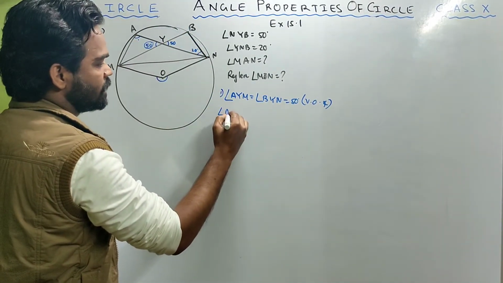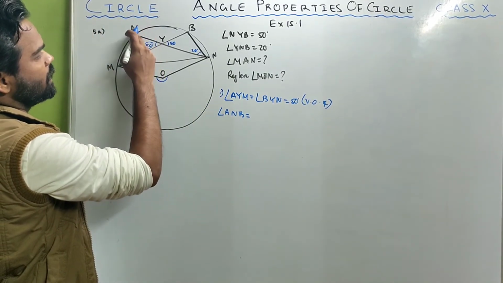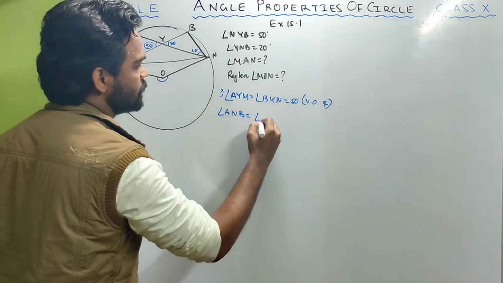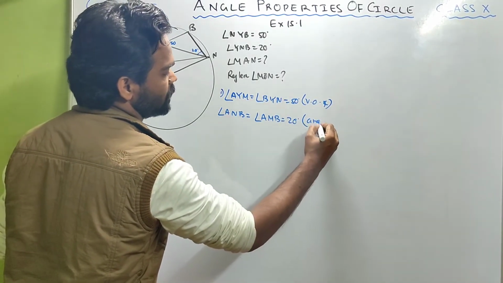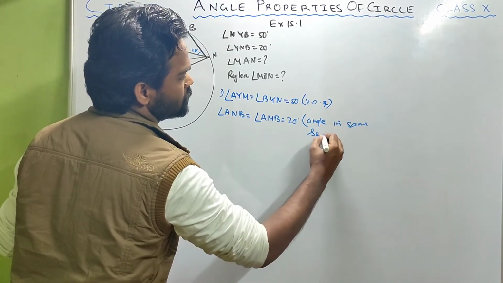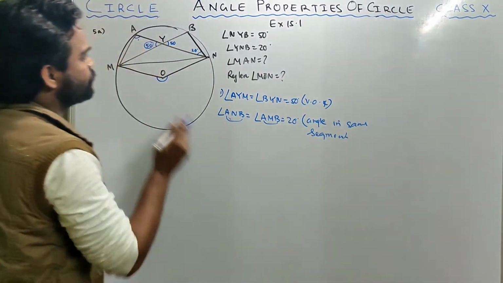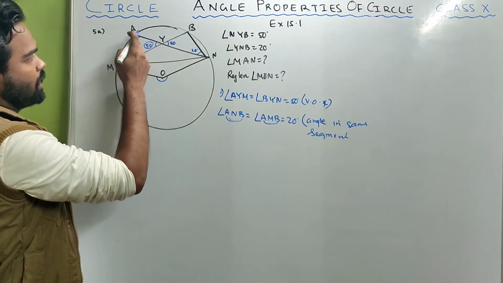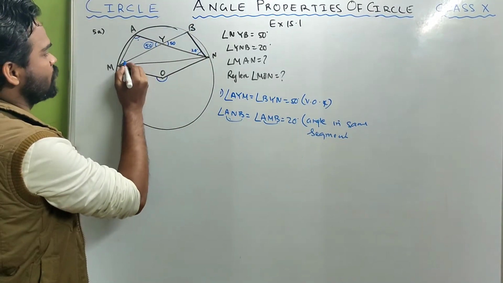Now look. Angle ANB is equal to AMB, which is equal to 20 degrees. Angles in the same segment. Just look carefully. With the arc AB, you got the angles AMB and ANB. They will be the same. So this is 20.